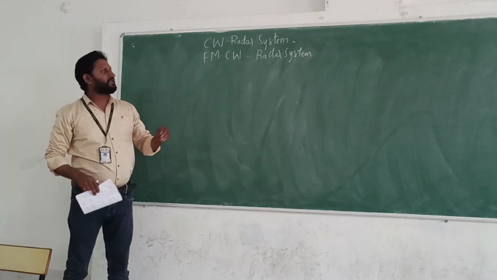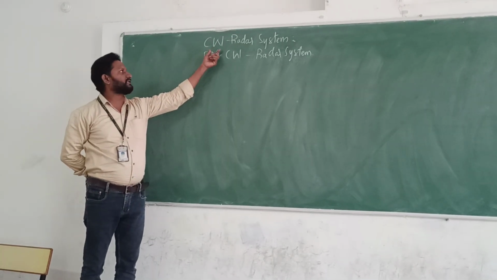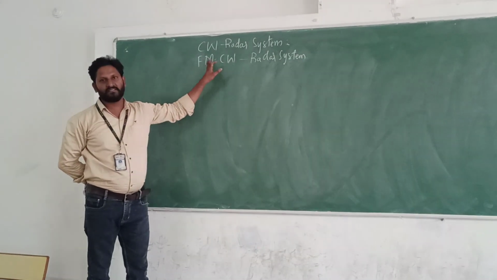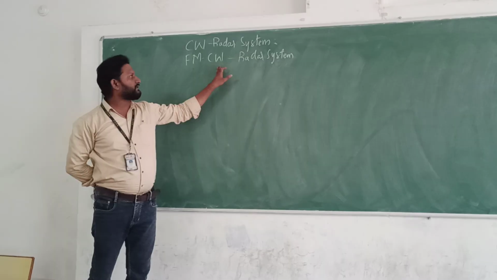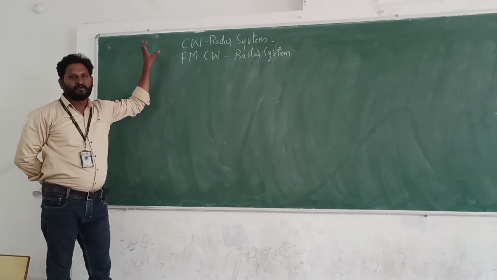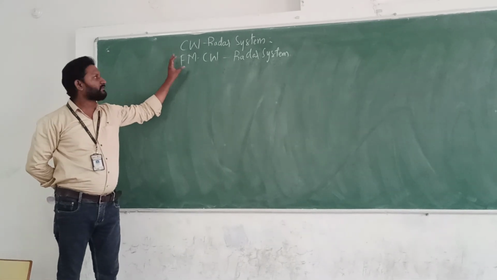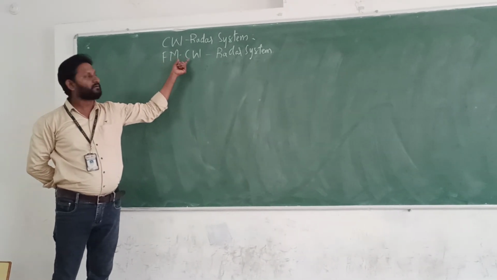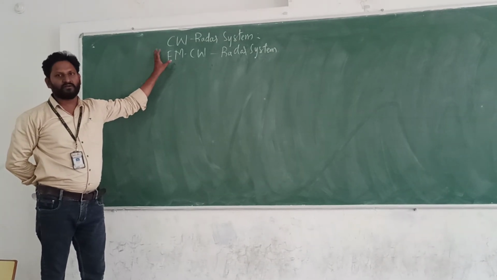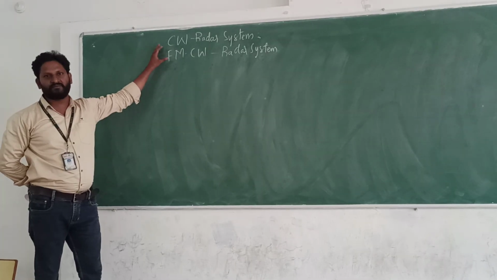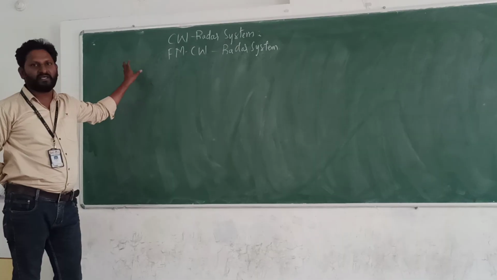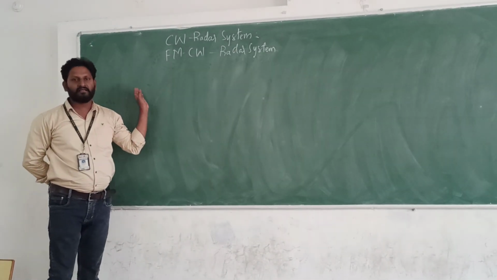Okay, so here we can see the differences between these two, FMCW as well as CW. CW is the continuous wave radar system, FMCW is the frequency modulated continuous wave radar system. Here the CW radar system is going to find the velocity, whereas in the FMCW, the velocity as well as the speed of the target we are going to find out. That is the difference between these two.